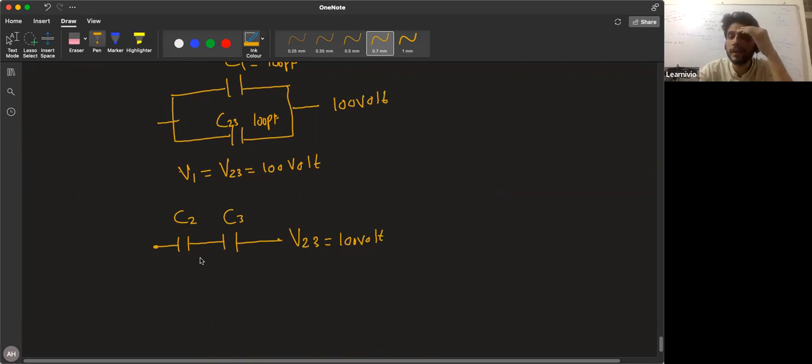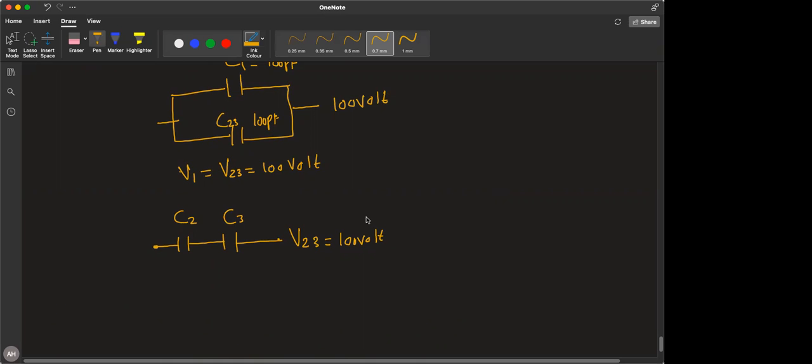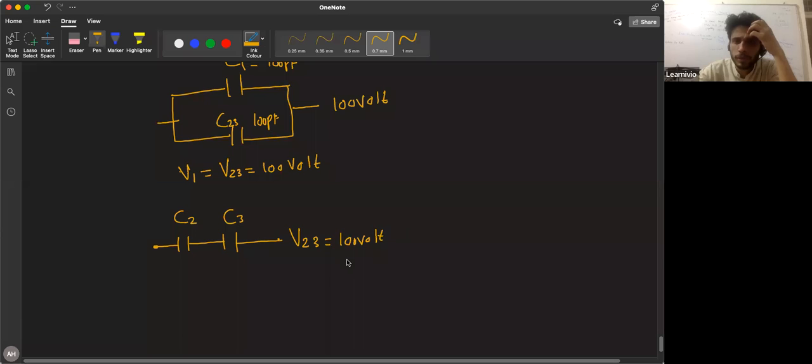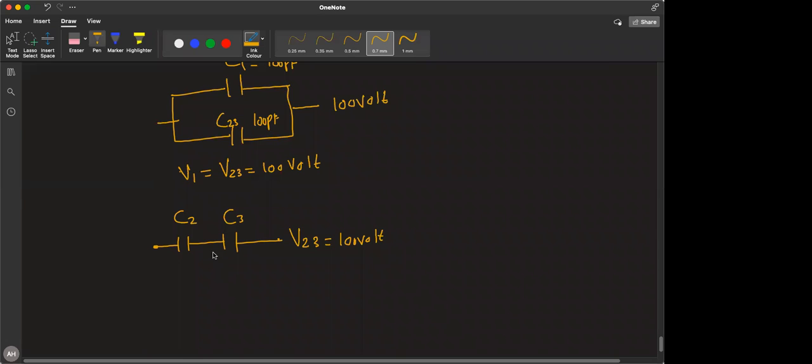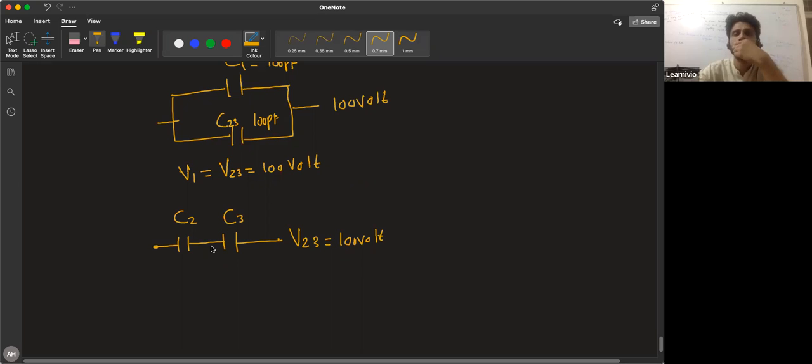They are connected in series. In series, voltage remains same or it divides? Sir, it divides. Total voltage is 100 volt and both the capacitors are equal. So voltage will divide equally, right? Yes, sir. So what should be the voltage across C2 and C3?